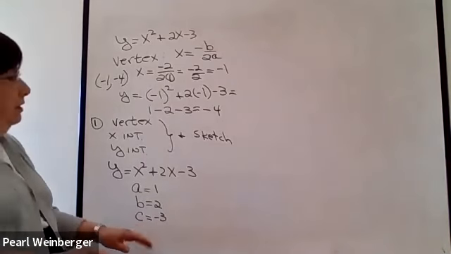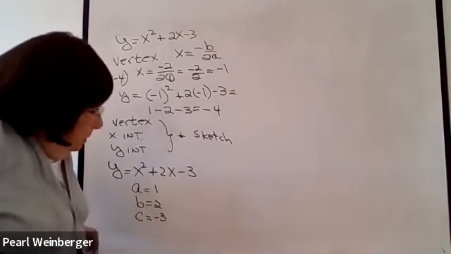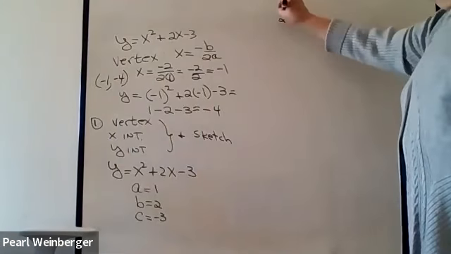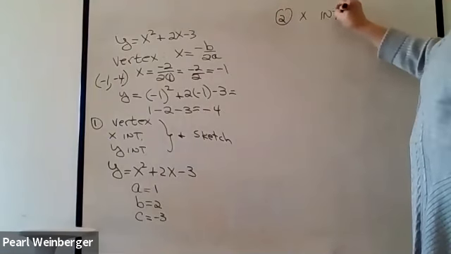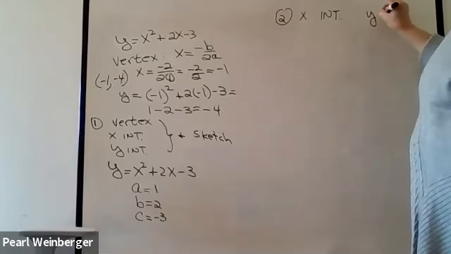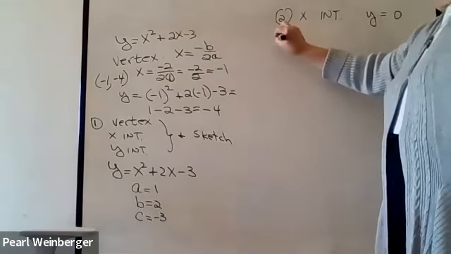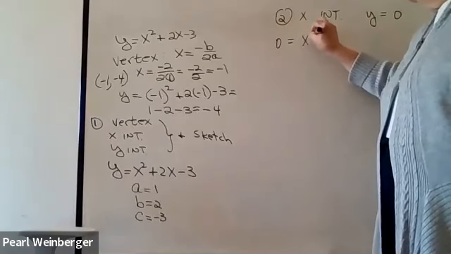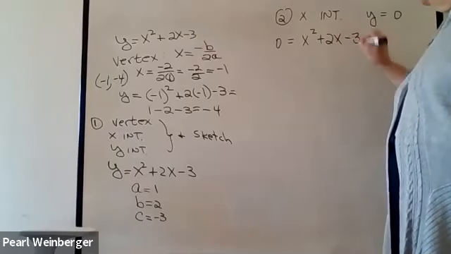All right, let's see if we can do that now. Remember, if we want to find the x-intercepts, we have to replace the y with 0. Make your y 0 so that you get 0 equals x squared plus 2x minus 3.